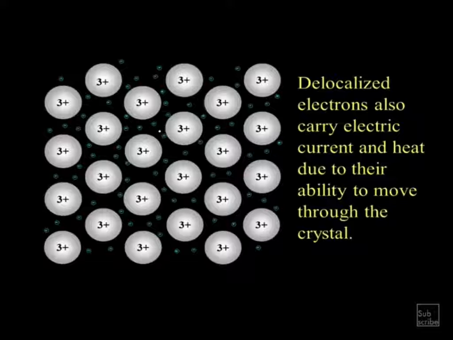How about electric current? Can this model explain that? Well, electric current is simply the movement of charge. And electrons are constantly moving through these spaces between the cations. They therefore are very able to carry an electric current. And that also explains their heat conductivity, the fact that they can move through the crystal.